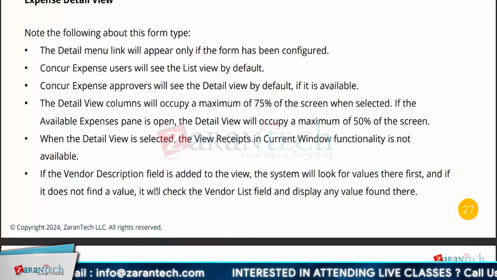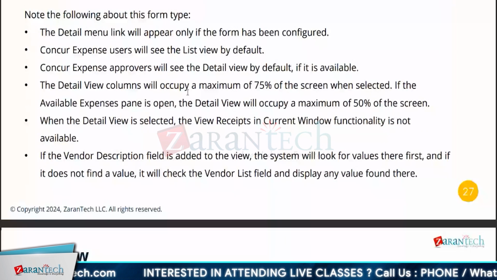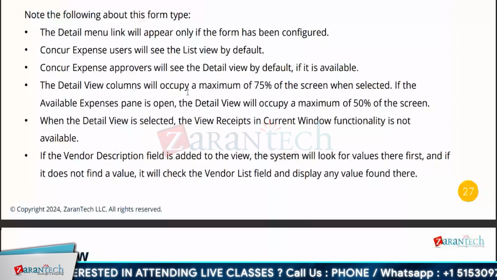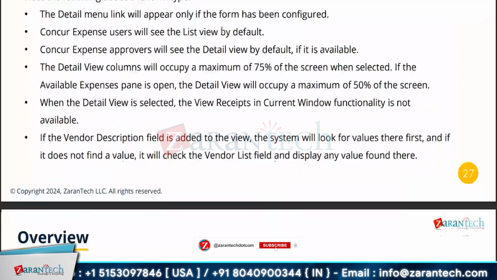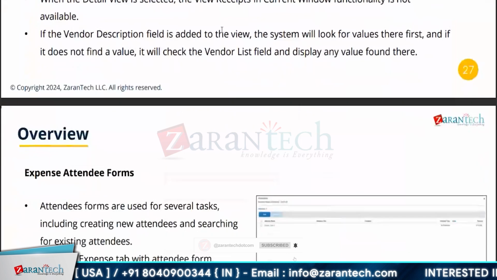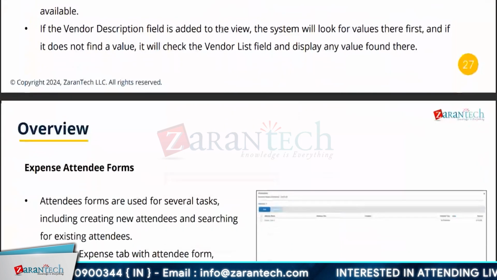So this is talking about how the screen will look. Remember, this was showing 75% of the screen. The report header, if you select that, gets displayed. So that's what it is talking about: how the view of each item, the detail items, is shown. Sorry, expense attendees form.